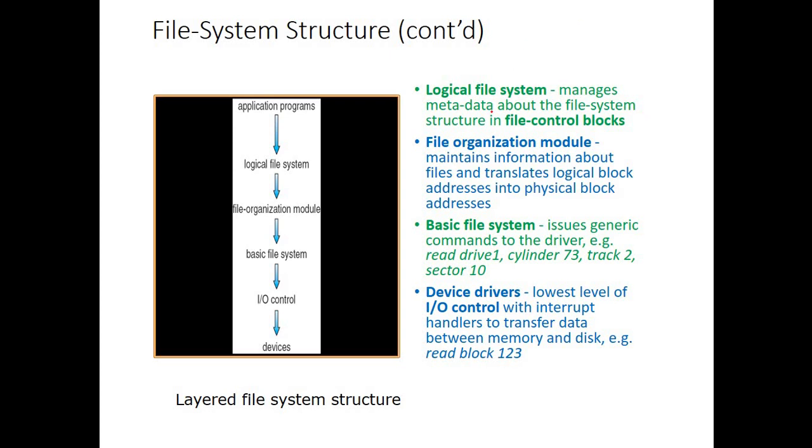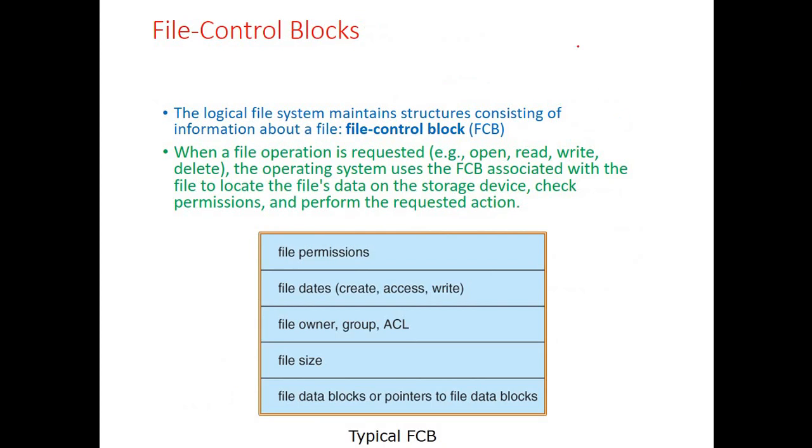Coming to the logical file system. The logical file system manages metadata about the file system structure in the form of a file control block. The file control block contains information about the files. So let us see what is a file control block. When a file operation is required, the operating system uses the file control block associated with each file to locate the file's data on the storage device, and it will check what the permissions are to perform the requested operation.